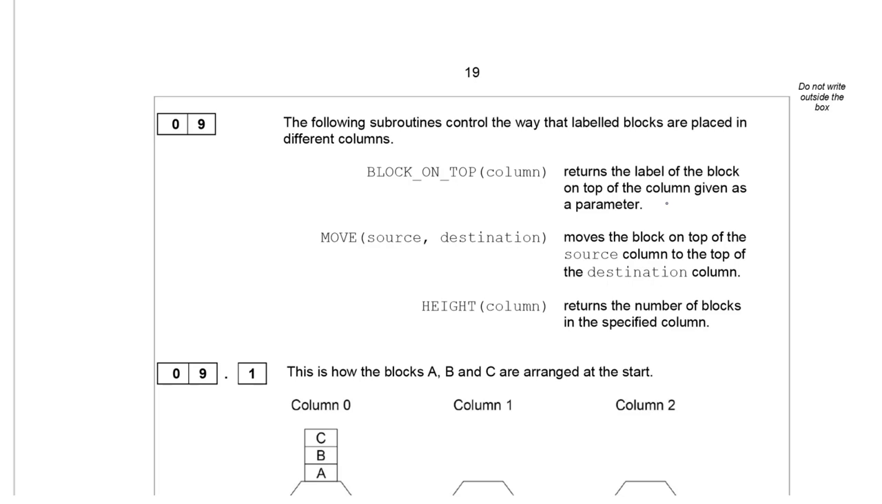So the fact that subroutines are here in this paper so much really reflects how important they are to modern programming. So these subroutines control the way that label blocks are placed in different columns. So block on top takes the column and returns the label of the block on top of this column. Move moves a block on top of the source column to the top of the destination column, and height returns the number of blocks in the column which is supplied as an argument.